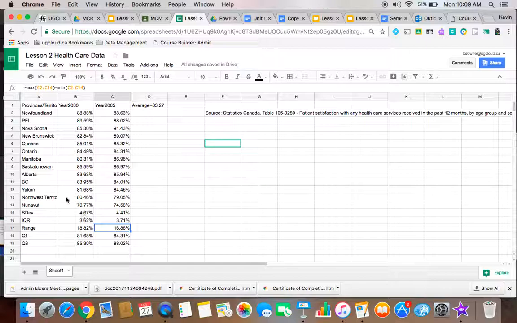Now, just a couple things that are interesting to say is this measure of standard deviation, if we removed Nunavut from the data, what happens to the data? And so I just kind of copy and paste it so you can see.